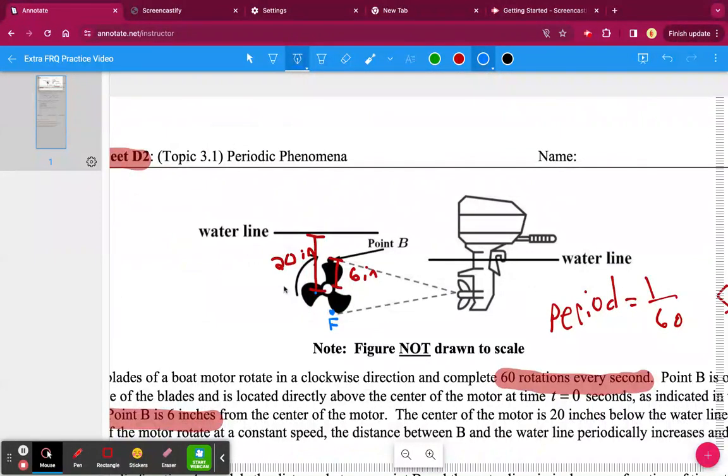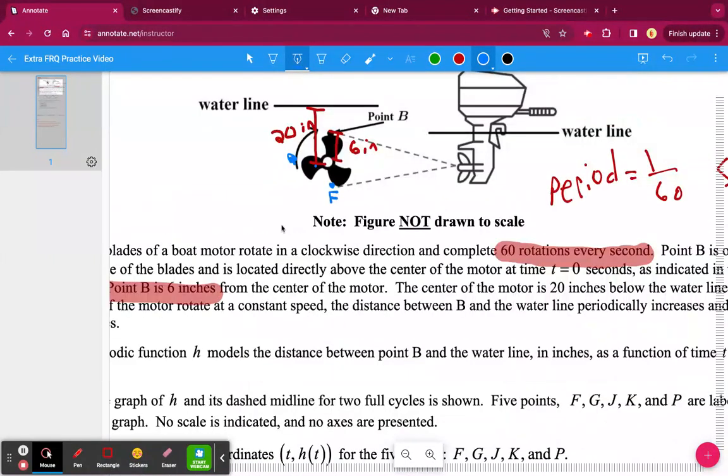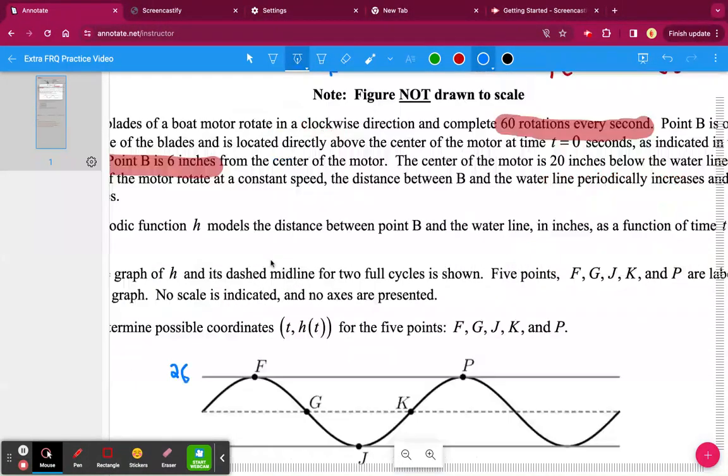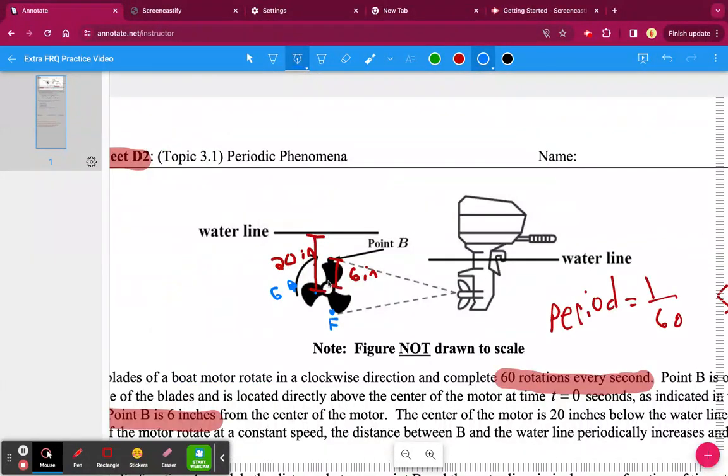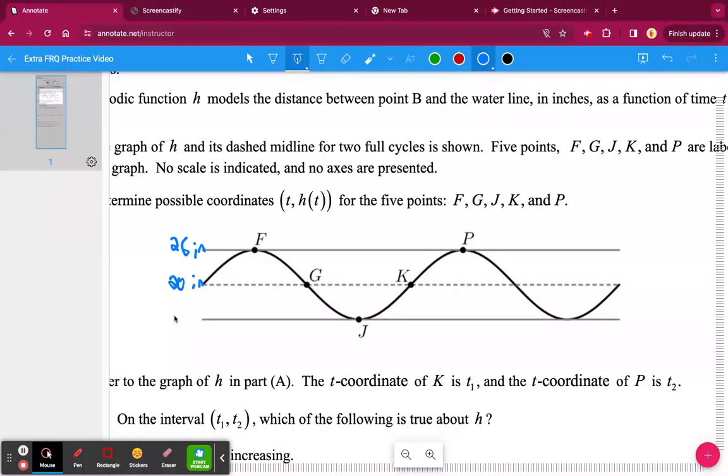If my blade rotates again and I'm right here, you could think of that as point G. So once I rotate to the halfway point, I'm just 20 inches because that's what it says from the center of the motor to the water line. So this is 20, and we can label this as inches, 20 inches. And then if I rotate up again, my blade is 6 inches from the center, and it's 20 inches from the water line to the center. So 20 minus 6 here gives me 14 inches.